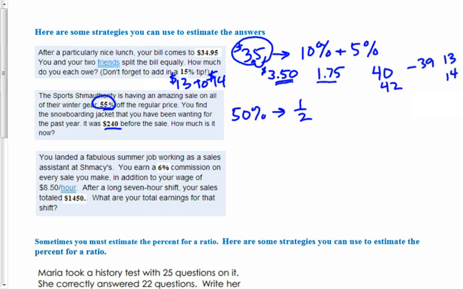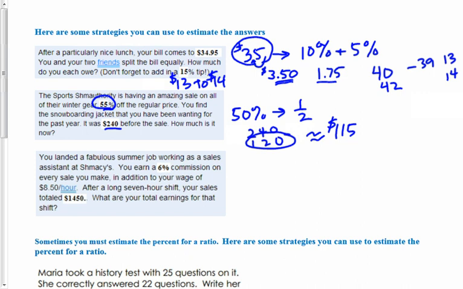So half of 240, that's not too hard. We can just divide each of these numbers by half. Half of 2 is 1, half of 4 is 2, half of 0 is 0. So we're going to pay a little less than $120. So you might figure maybe about $115 for that.